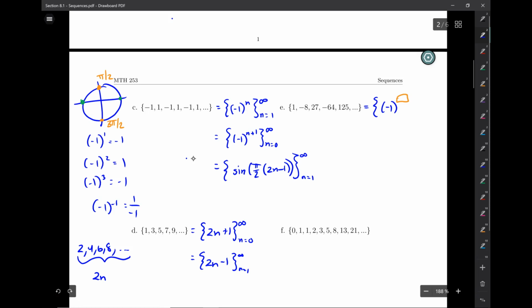So this will create the alternating piece. The actual values I see are 1, 8, 27, 64, 125. And it might be helpful to write these in terms of powers instead, because I do see that they look to be cubics to me. I know that 8 is 2 cubed, 27 is 3 cubed, 64 is 4 cubed, and 125 is 5 cubed.